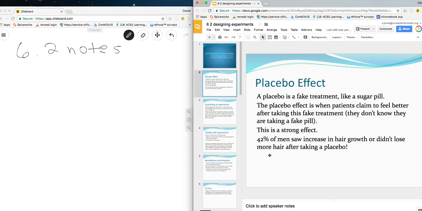An example is 42% of men saw an increase in hair growth or didn't lose more hair after taking a placebo when they were told that they might possibly be having a hair regrowth pill. So you can see that this is a very strong effect, and so we always need to control our experiments by having some kind of placebo or fake treatment to make sure that it's just not all in somebody's head.